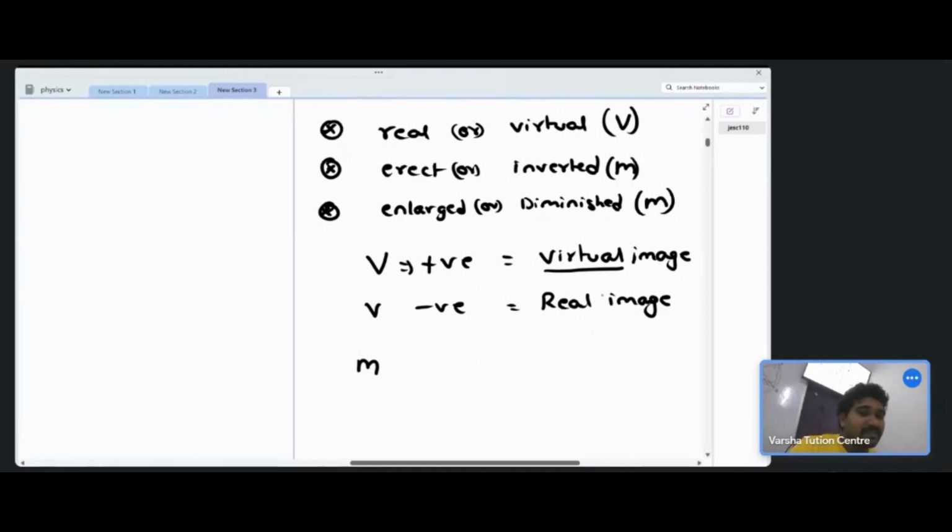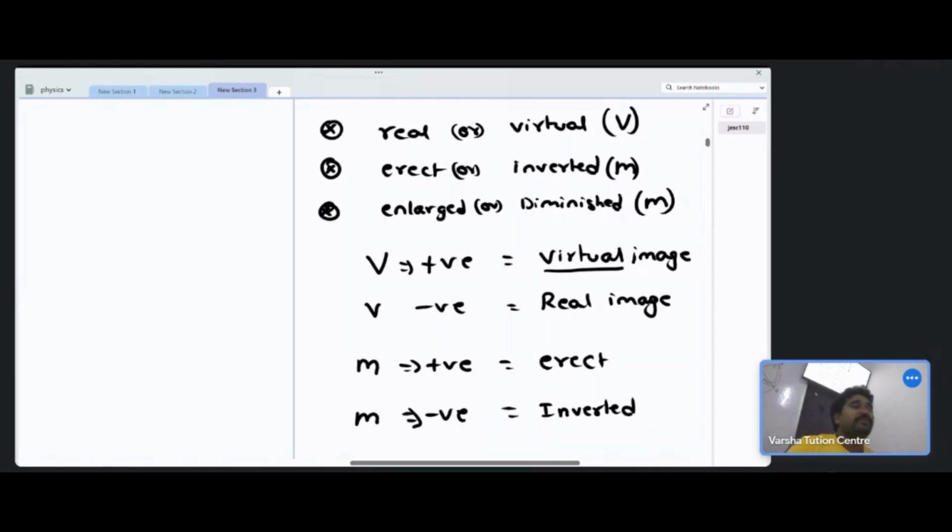And next, if M is positive, it is nothing but an erect image. If M is positive, which image is it? Erect image. Understand? If M is negative, we are going to get an inverted image. If M is negative, we are going to get an inverted image. Clear now? Okay, sir.